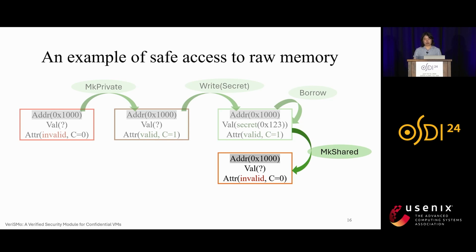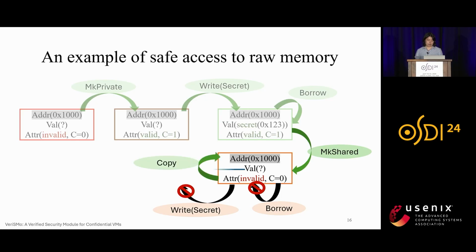However, later on, VeriSMo might need to communicate with the external world. Then we need to use the make-shared function to transition the memory to a shared state, which sets the encryption bit to 0 in the page table and invalidates the RMP entry. Under this state, it's not safe to borrow a reference of the content because the content could be modified by a malicious hypervisor or guest OS. And it's also not safe to write a secret into this memory because this is shared memory and will leak to malicious attackers.